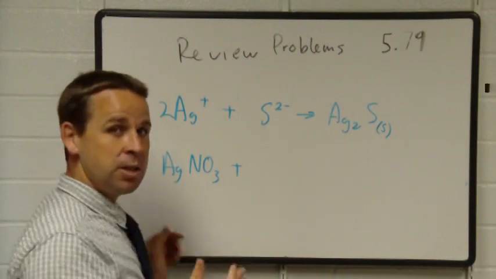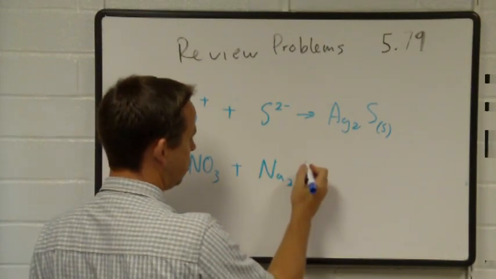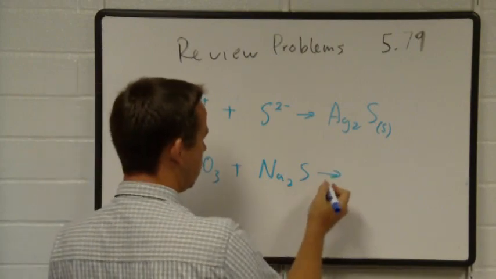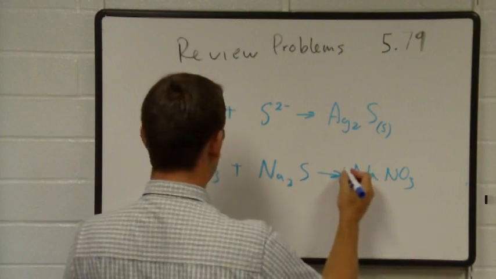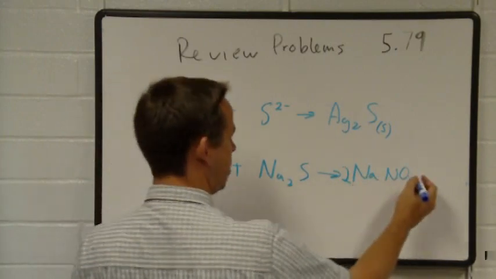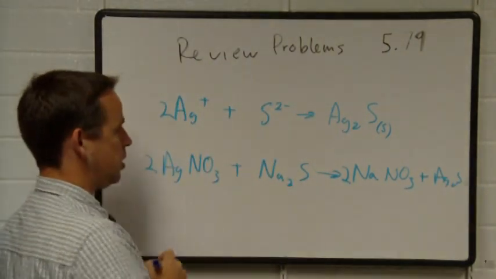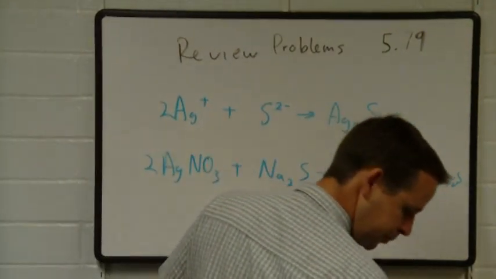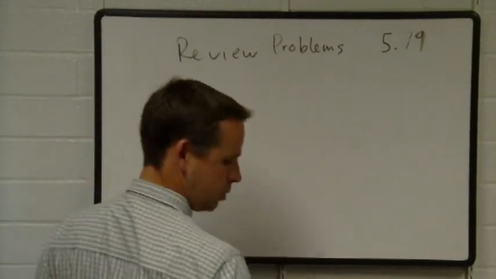Sulfides are generally insoluble as well, so what's going to come with the sulfide? We can always use sodium, Na2S, sodium sulfide will be soluble. All right, so then that will give us sodium nitrate, NaNO3, and we're going to need 2 of those sodium nitrates to balance this one, and the other product is going to be the Ag2S. All right, so there it is. Okay, good. All right, zinc oxide and acid.